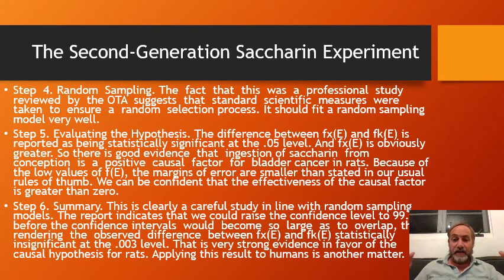Clearly a careful study in line with random sampling models, right? The report indicates we could raise the confidence level to 99%. Remember, it was significant at the 0.003 level, right? So very significant. So we're good. Very strong evidence in favor of the causal hypothesis that saccharin is a positive causal factor for bladder cancer in rats, right? And if there are any potential issues with this study, it would probably be issues with applying the result to humans.